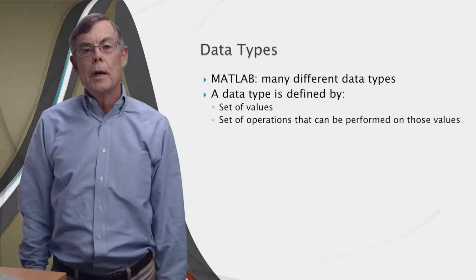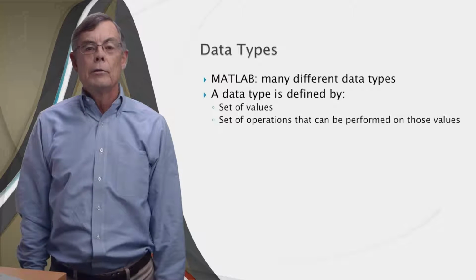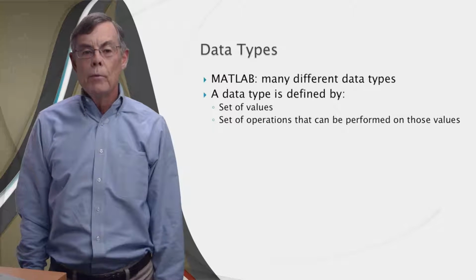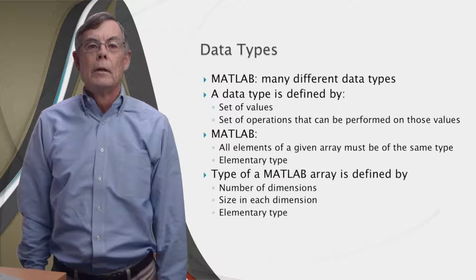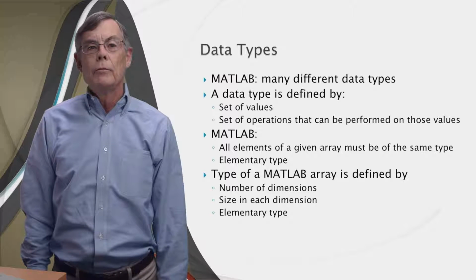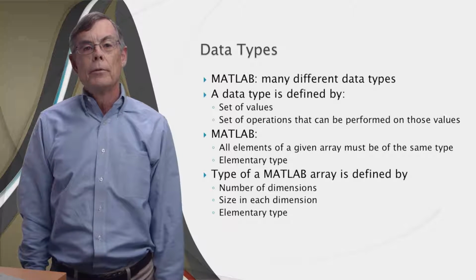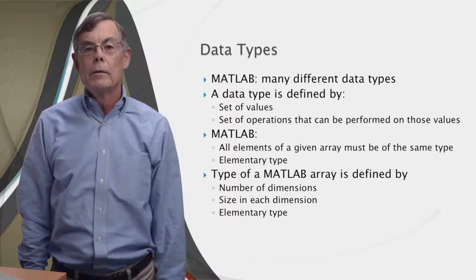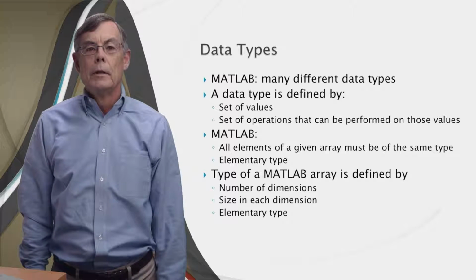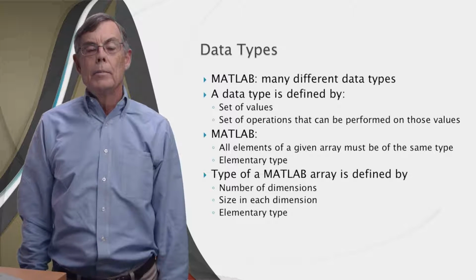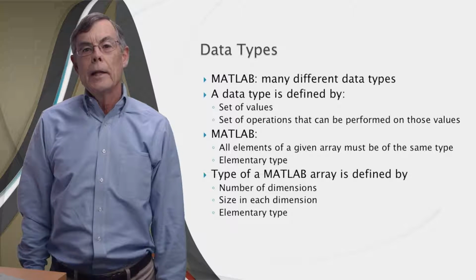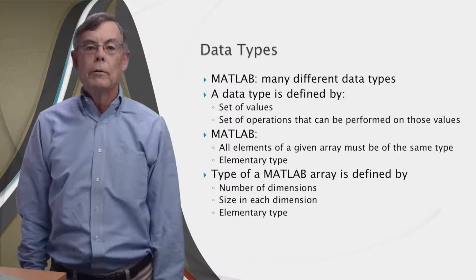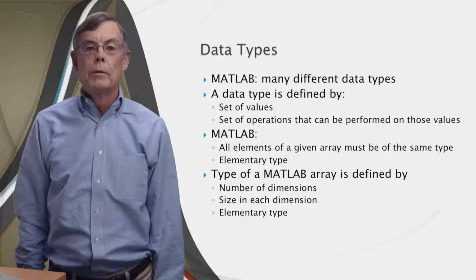A data type is sometimes called simply a type, and it's defined by a set of values and a set of operations that can be performed on those values. As we've seen, MATLAB allows a given function to be called with different data types. But there's a strict rule. All elements of a given array must be of the same type. It's the array's elementary data type. In fact, the type of a MATLAB array is given by its number of dimensions, its size in each dimension, and its elementary data type.